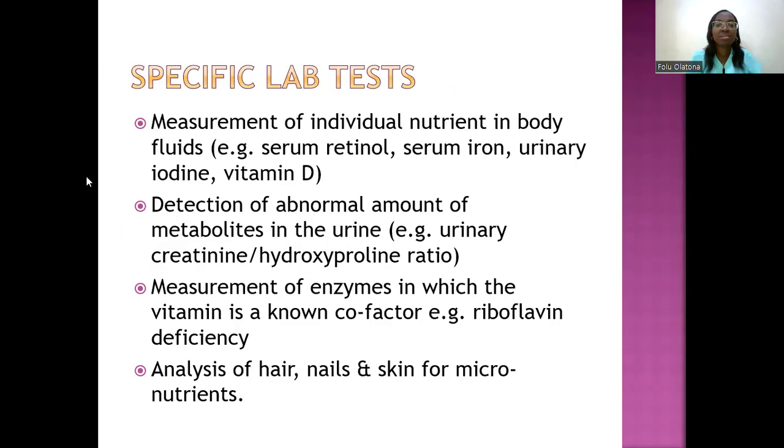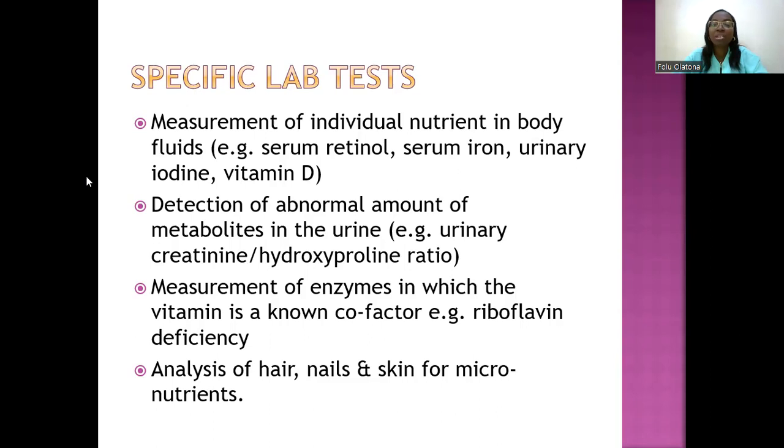Other specific tests. Measurement of individual nutrients in body fluids. So in biochemical assessment of nutritional status, there are many things that can be done. It's not like anthropometry. You can measure serum iron, serum retinol, vitamin A, vitamin D in the body, zinc, and all those nutrients. You can measure a lot of them.